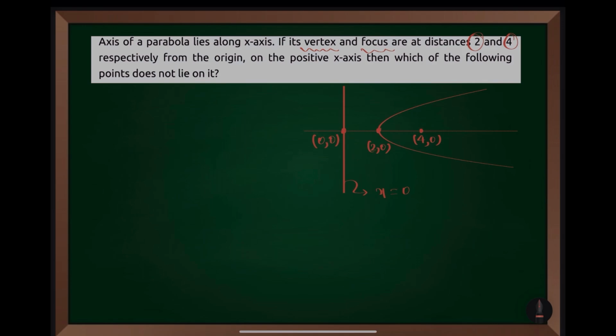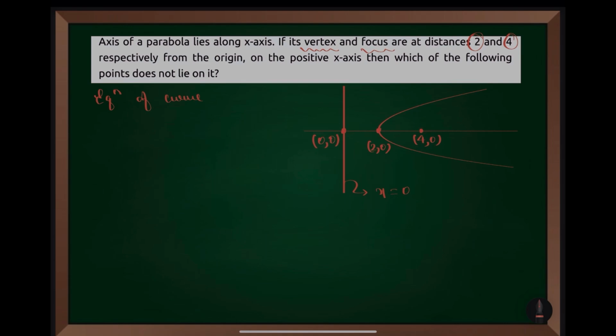Okay, you have to find out equation of this curve, and then which of the following point does not lie on it. So now first find out equation of curve, and then you will substitute the points. Okay, substitute the points in the options, and then you have to select the point which is not lying on the curve. Okay, so this is important. So first we will find out equation of curve.